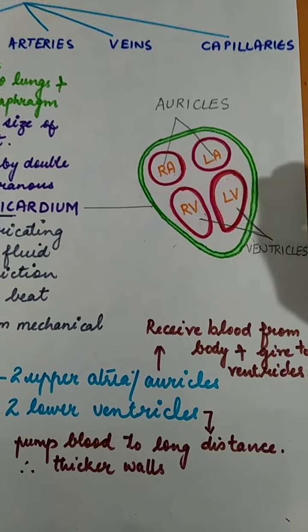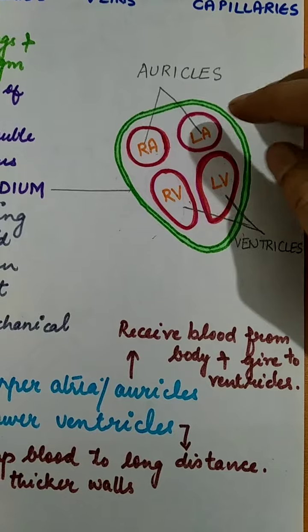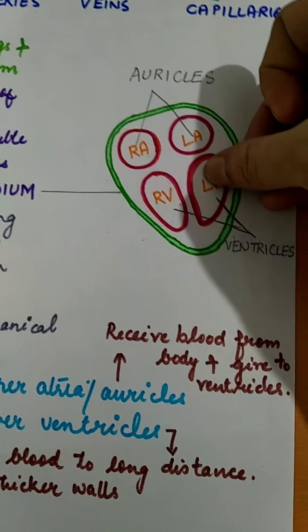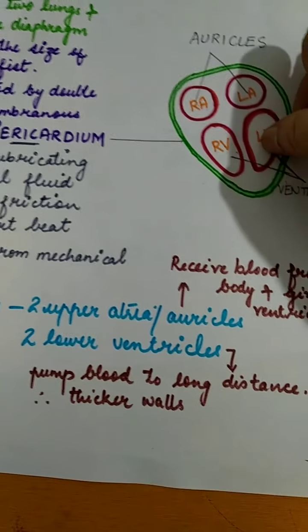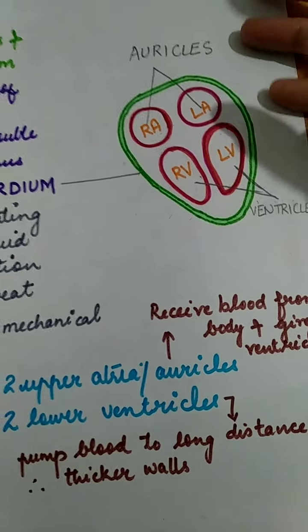These two upper auricles receive blood from the body and then give it to the ventricles. What about the ventricles? Ventricles have to pump blood to long distances.